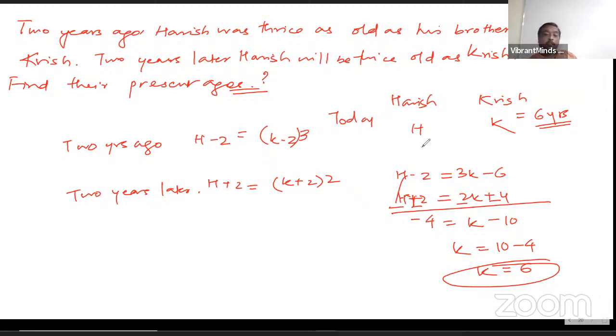And what is Hari's age? So here 4 into 3, 12. And let's say we have put 6 over here. So 6 minus 2 is 4. 4 into 3, 12. And plus 2, Hari's is 14 years. Hari's is how much? It is 14 years. Clear, everyone? Go ahead with the next question.